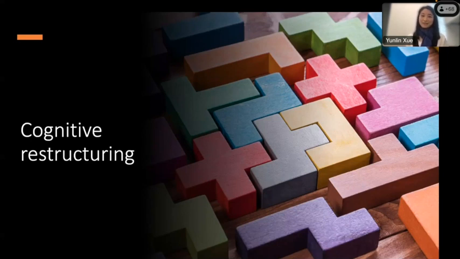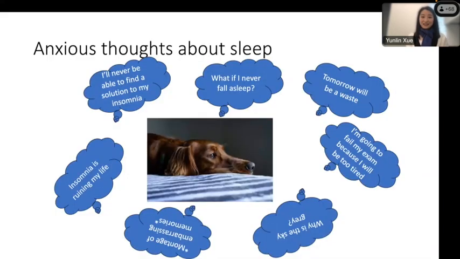All right, so cognitive restructuring. This is the last piece of the cognitive behavioral therapy for insomnia. And this is usually the picture of someone who has a lot of anxious thoughts before sleep. Sometimes the thoughts are related to the sleep itself. So people will think, what if I never fall asleep? They start to catastrophize. Tomorrow will be a waste because I'm too tired. I'm going to fail my exam. I'm never going to find a solution.